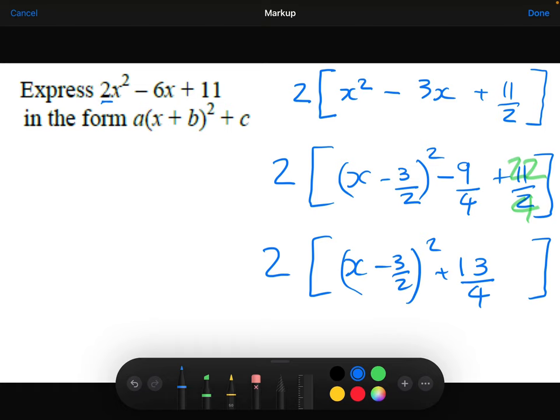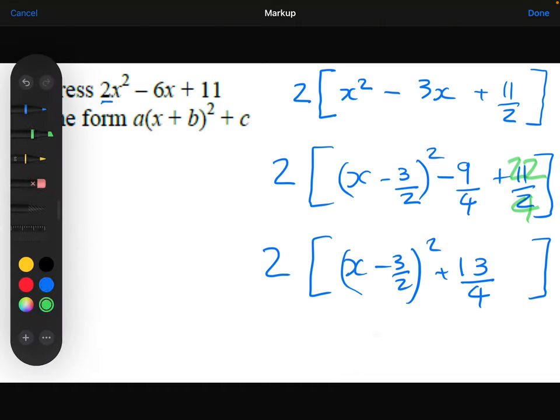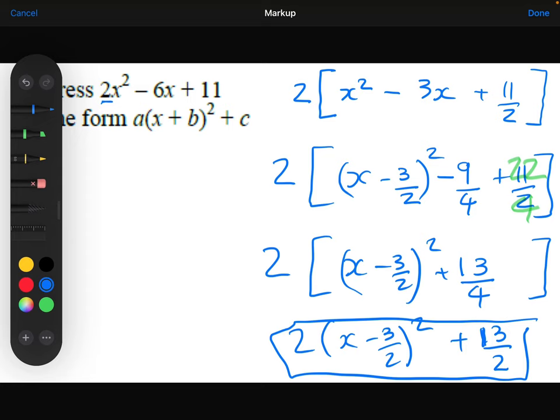Right, I've now completed the square on the inside of these square brackets. So my last job is I'm going to multiply both this by 2 and this by 2. So I'll have 2 lots of the curly brackets, 2 lots of the x minus 3 over 2 squared, and 2 lots of the 13 over 4, which is 13 over 2. And this is my completed the square of this.